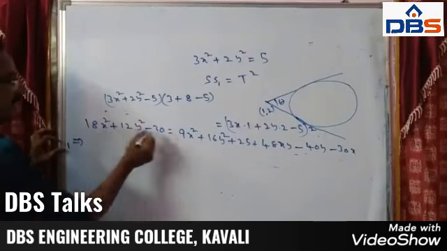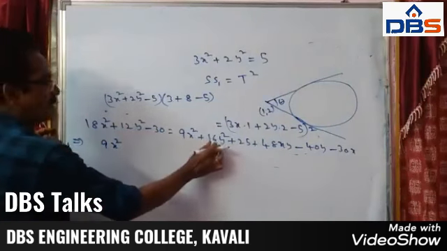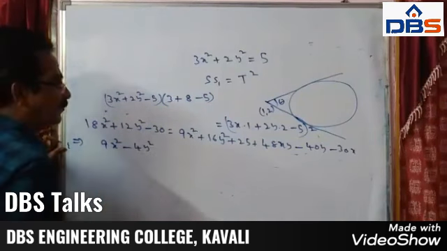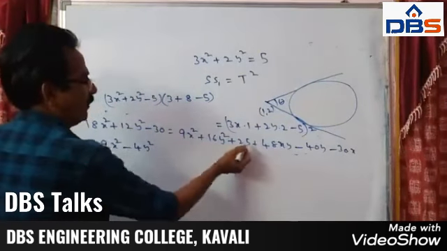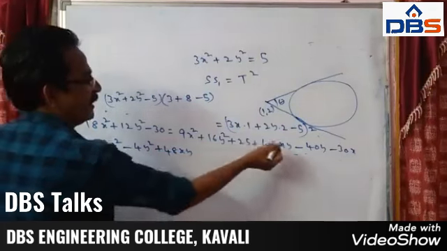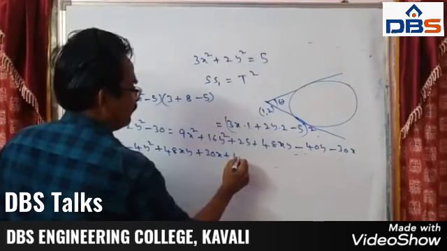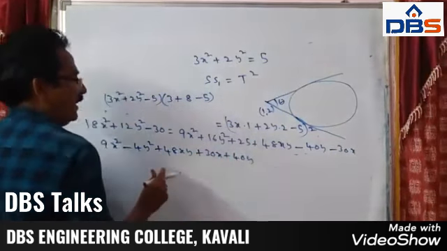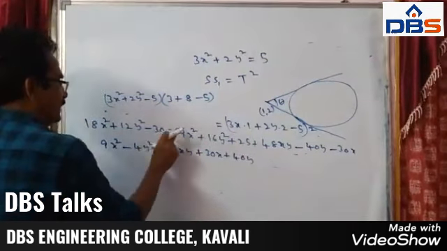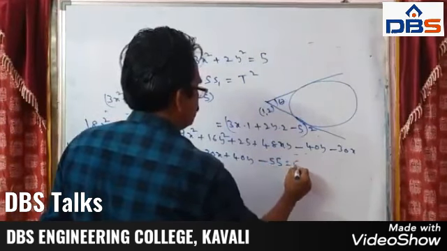It implies 18x square minus 9x square, 12y square minus 16y square, next 48xy plus 30x plus 40y. Next, c: plus 25 minus 30 minus 25, minus 55 is equal to 0.